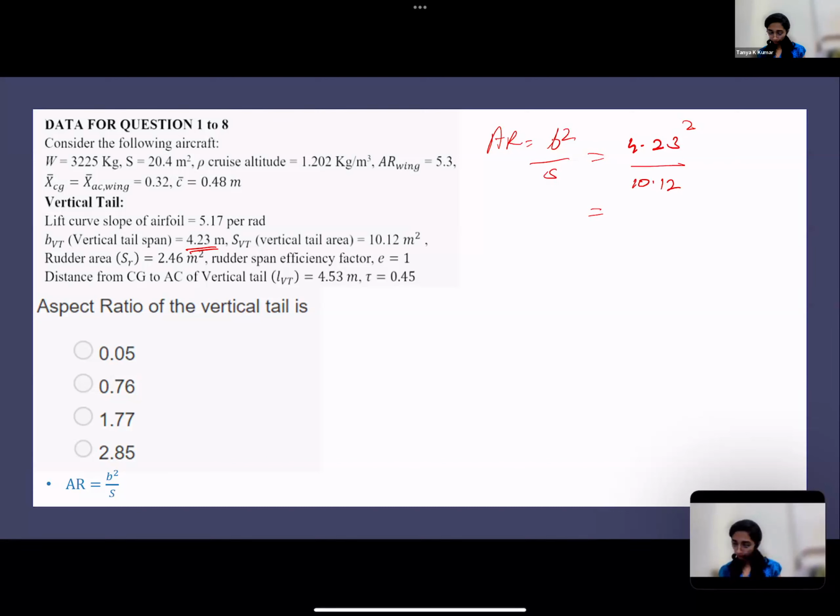squared divided by 1.768. Just let me know if I'm making any mistakes. Okay, so this is 1.77. All right, aspect ratio. Next question.